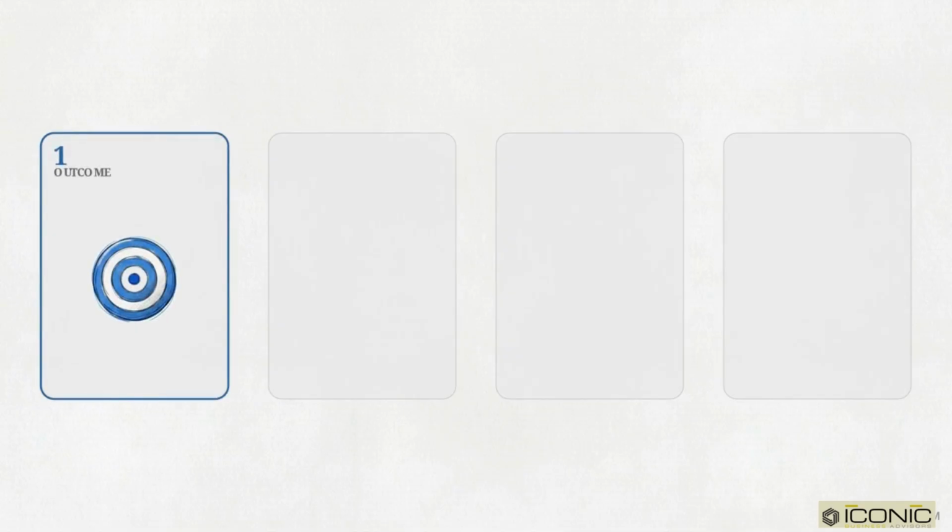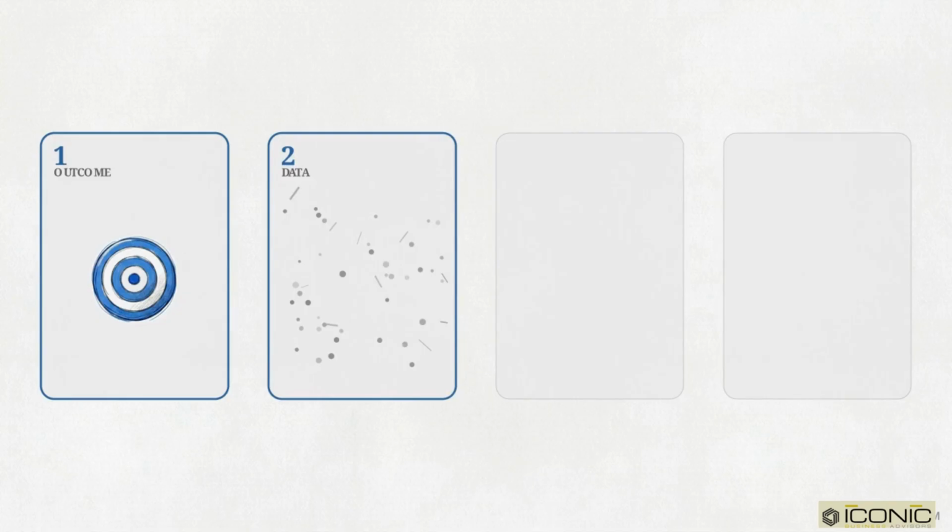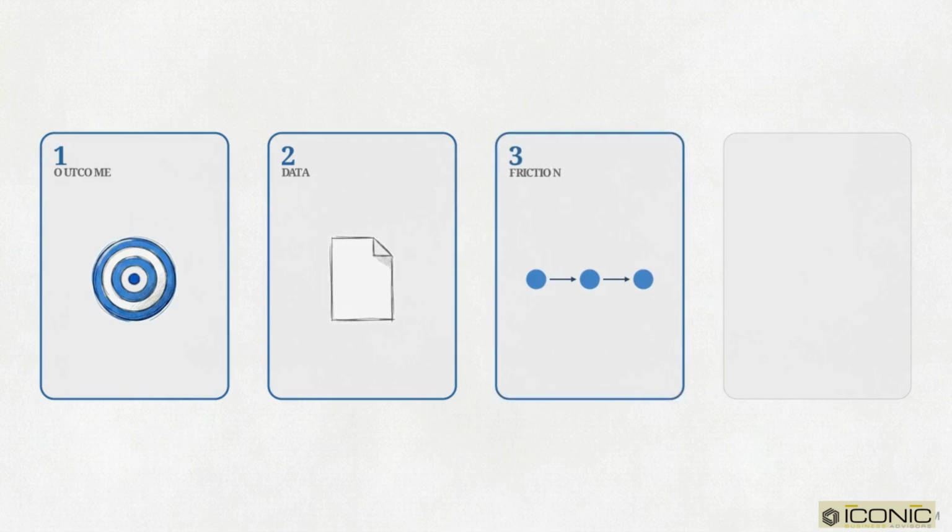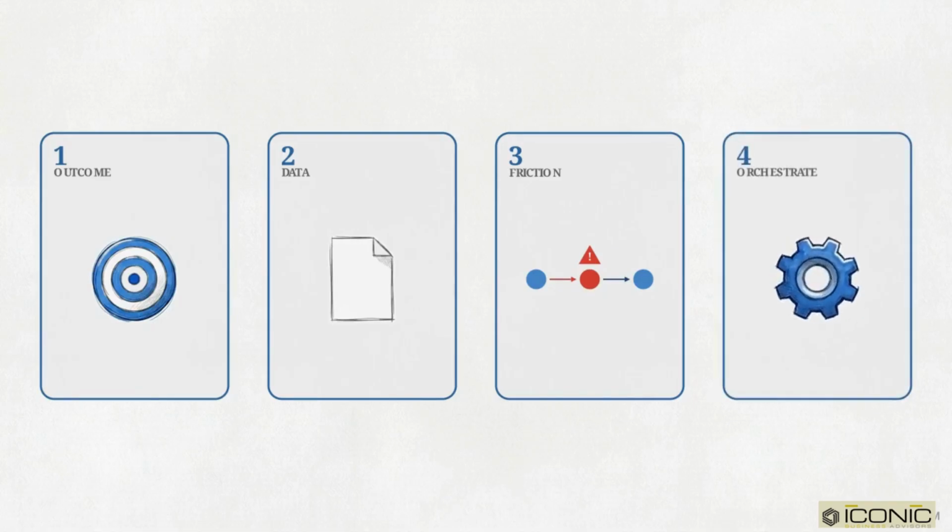Step 1. Define the exact real-world outcome this process is supposed to produce. Step 2. Identify the specific data that actually matters, ignoring the static scattered across your different tools. Step 3. Locate the specific point where the process slows down or requires your intervention. And Step 4. Decide which repetitive elements can be orchestrated systematically instead of handed to a human.